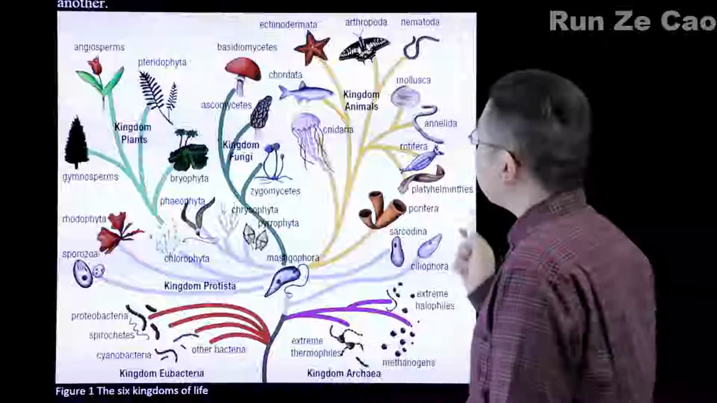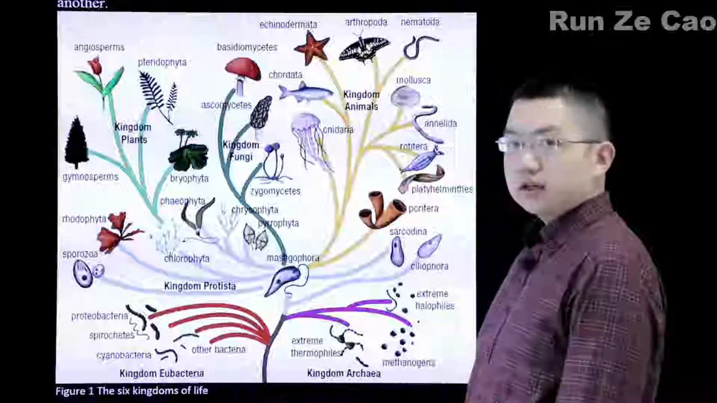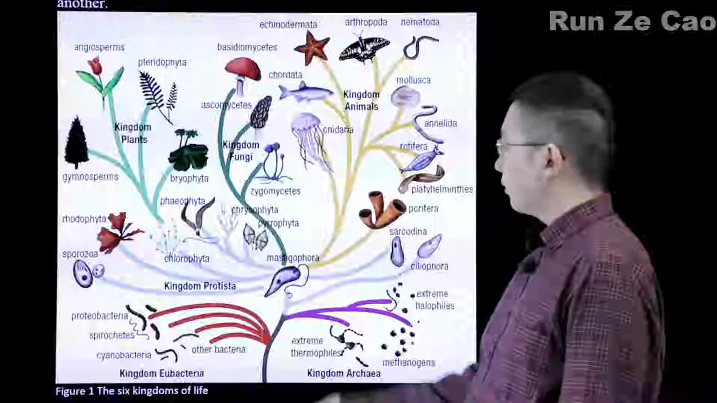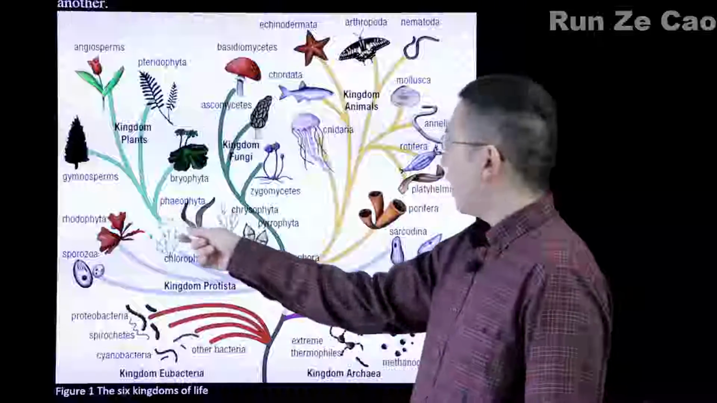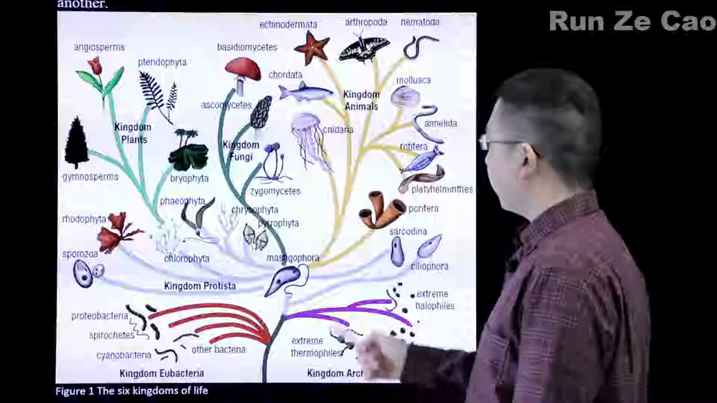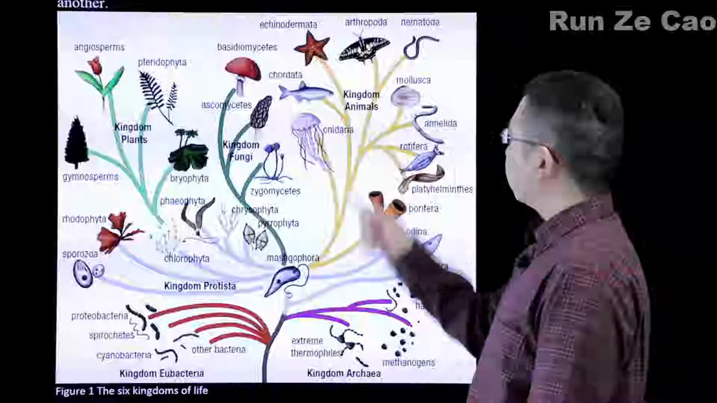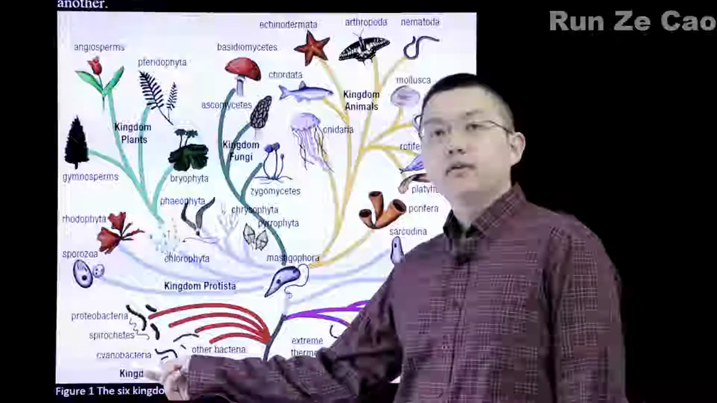Now this is the old 6-kingdom system. So as we can see, we have fungi, we have Protista, we have plants or Plantae, and animals or Animalia. And we have these two.